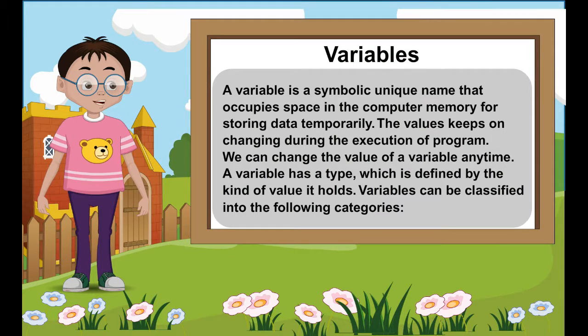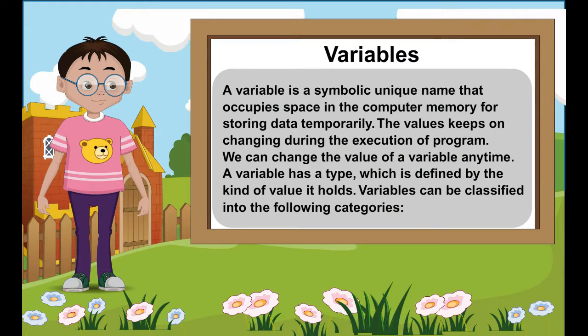Variables. A variable is a symbolic unique name that occupies space in the computer memory for storing data temporarily. The values keep on changing during the execution of the program. We can change the value of a variable anytime. A variable has a type, which is defined by the kind of value it holds.